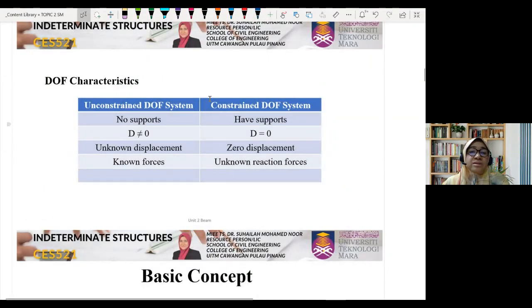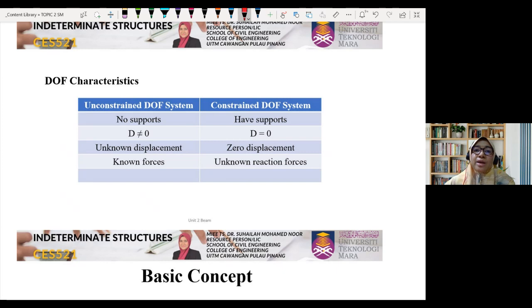Let's look at the characteristics of degree of freedom. As I mentioned previously, we have to look at the degree of freedom in the unconstrained system as well as the constrained system. In simple terms, we have to refer to the support system. For example, the pin support, the fixed support, and the roller support are actually constraints in the system. In the beam system, whenever there is a support, there is no displacement. Displacement is equal to zero.